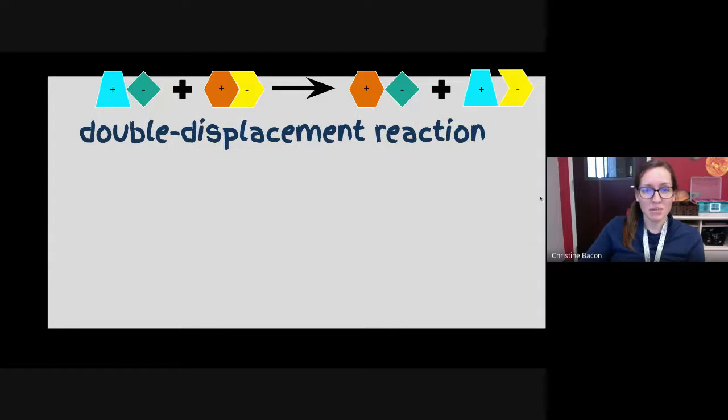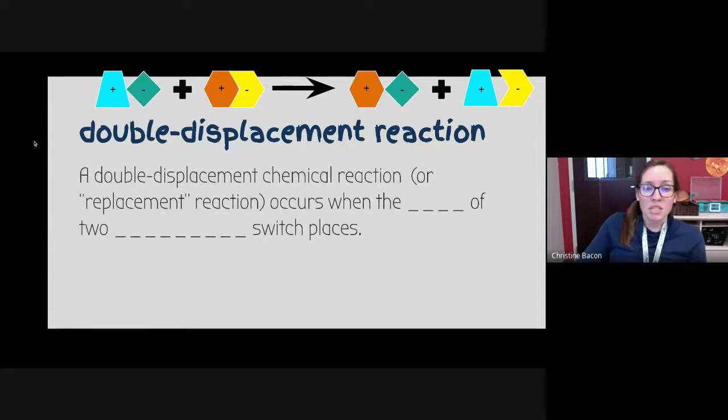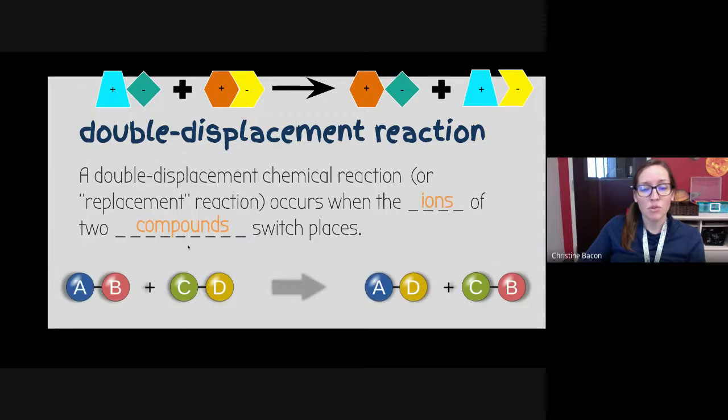A double displacement reaction, notice the charges up here. So I want you to think about this as ions that are switching places. So a double displacement chemical reaction, or a replacement reaction, occurs when the ions of two compounds switch places.